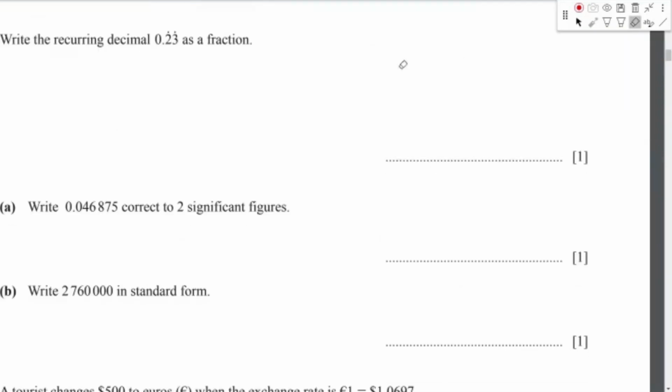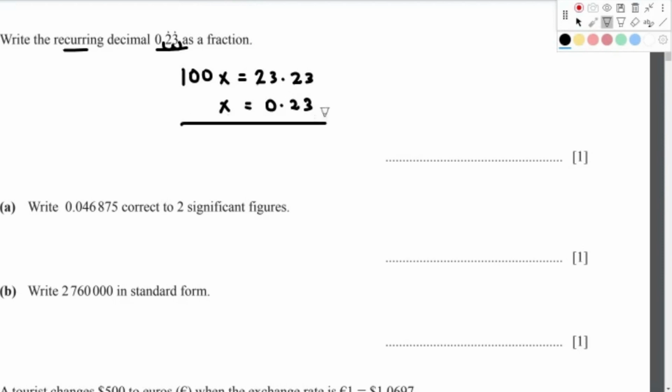Question 3. The recurring decimal. Okay, what is a recurring decimal? A recurring decimal simply means that the numbers keep repeating at the back like this. So when we have this number, we try to make this whole. To make it whole, I have to move it 2 times, right? So this will give me 100x must equal 23.23.